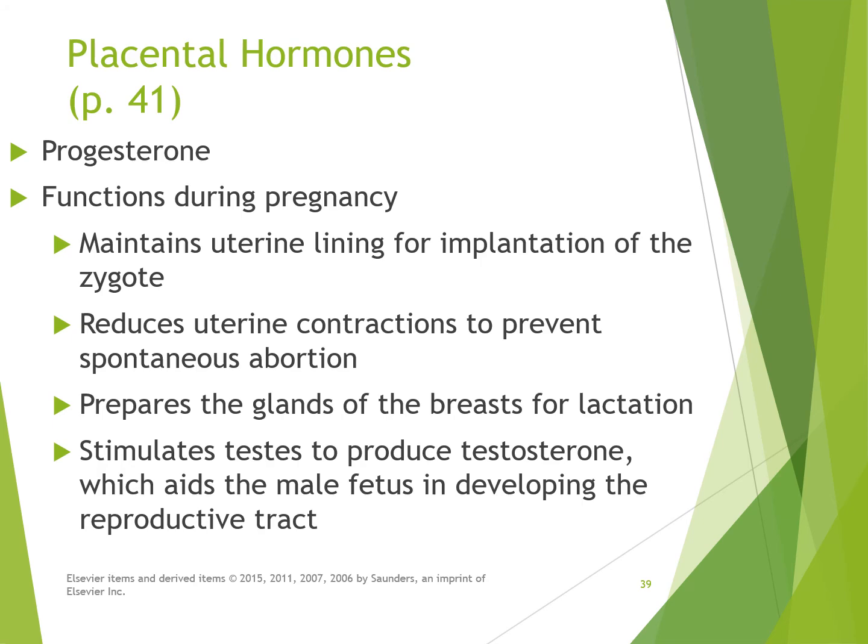Placental hormones. Are you getting the picture that hormones play a huge part in pregnancy? So there's progesterone. Its functions during pregnancy: it maintains the uterine lining for implantation of the zygote. Remember, I was telling you how some women have to have progesterone shots. It reduces uterine contractions to prevent spontaneous abortion. It prepares the glands of the breast for lactation and stimulates testes to produce testosterone, which aids the male fetus in developing the reproductive tract. So progesterone's a big deal.